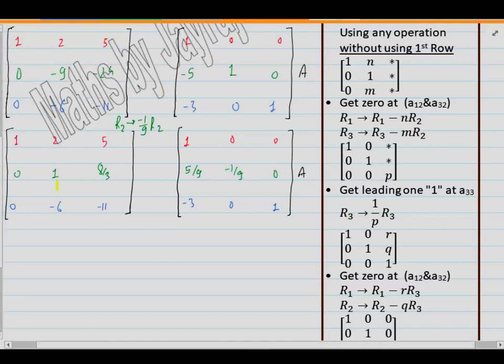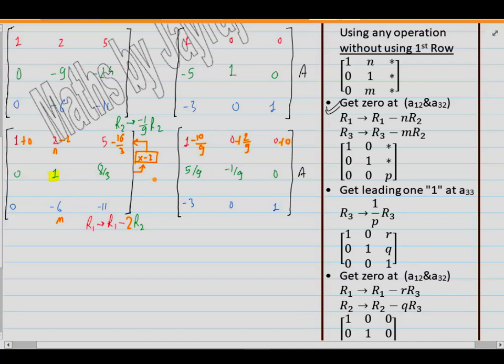So we get the leading one as well as the values of N and M, which will be helpful in the next step to get 0 at A12 and A32. Okay, so the first process will be R1 gives R1 minus N, or we can say 2R2. So we have to multiply minus 2 to the second row and then add it to the first row. So it will give us plus 0, minus 2, 8 by 3 into minus 2 will give us minus 16 by 3. The same thing on the right side will give us minus 10 by 9, plus 2 by 9 and 0.